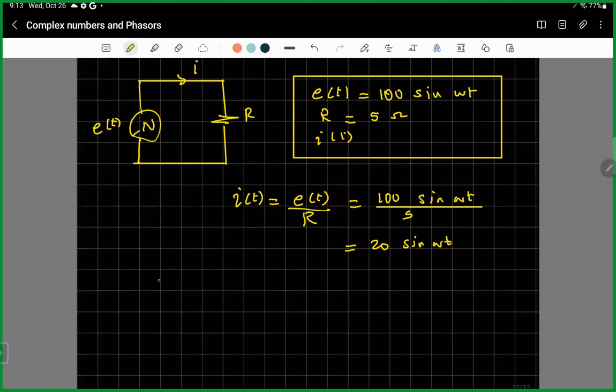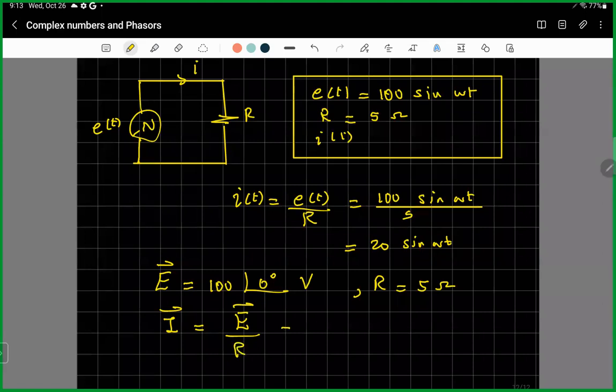In phasor, you will say that the voltage E is equal to 100 and the phase shift is 0. The resistance is equal to 5 ohm in this example. So for the current phasor, you just divide by Ohm's law, E divided by R. It will be 100 over 5 ohm, and you'll get 20 at angle 0 amp.